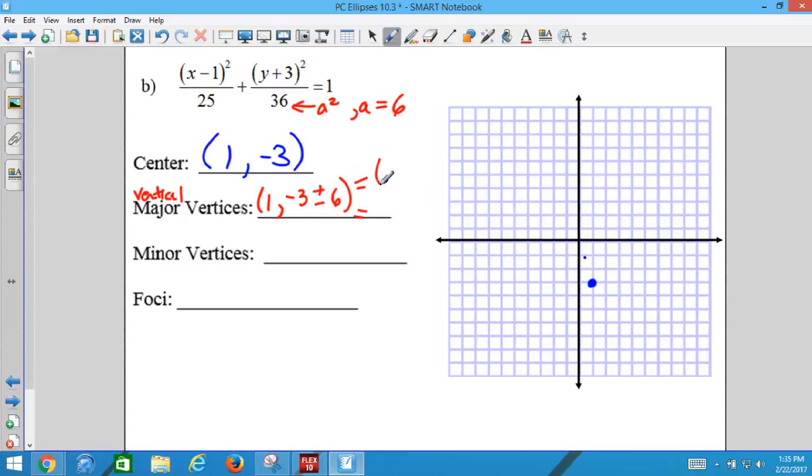And I'm not going to leave it like that either. I'm just going to write, you might be doing this part in your head. I'm writing it down because it's notes. You won't write it like that on your paper. You'll write it like this: 1 comma negative 9 and 1 comma 3. You would actually add or subtract the 6. Okay? So then 1 comma negative 9, 1 comma 3.